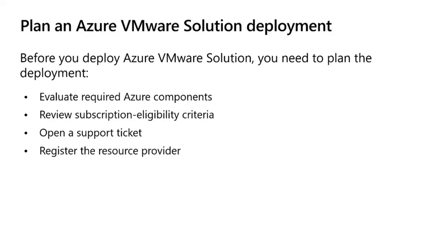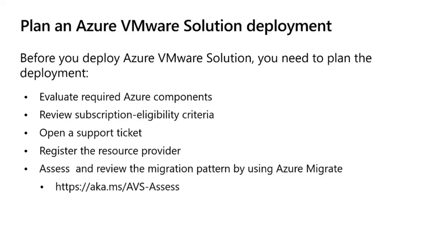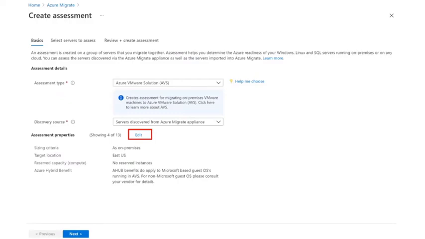Then, if you want to right size that environment, you have to register the provider for it, and then assess your own environment to see what size you need in Azure. You can use Azure Migrate for this, and there's a link, aka.ms/avs-assess. That'll take you through the steps. But the gist of it is that you are going to create an assessment that's going to connect to an appliance running in your VMware that you have to deploy. Watch the aforementioned link. It'll tell you everything you need to know about getting that ready.